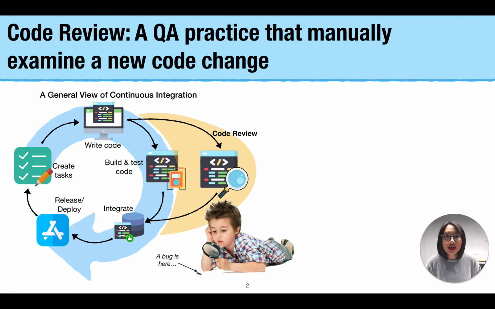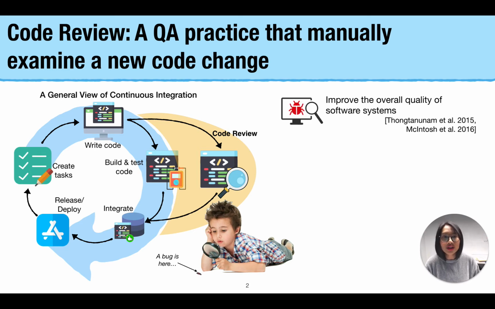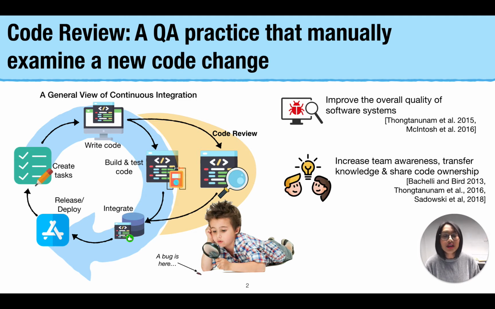Code review is a quality assurance practice that is performed before or at the same time as testing in the development cycle, and it is a practice that manually examines every new code change to ensure the overall quality. And several studies have shown that code review has provided many benefits, including improving the quality of the code change or the system, or even improving team collaboration, which is increasing team awareness or knowledge transfer.